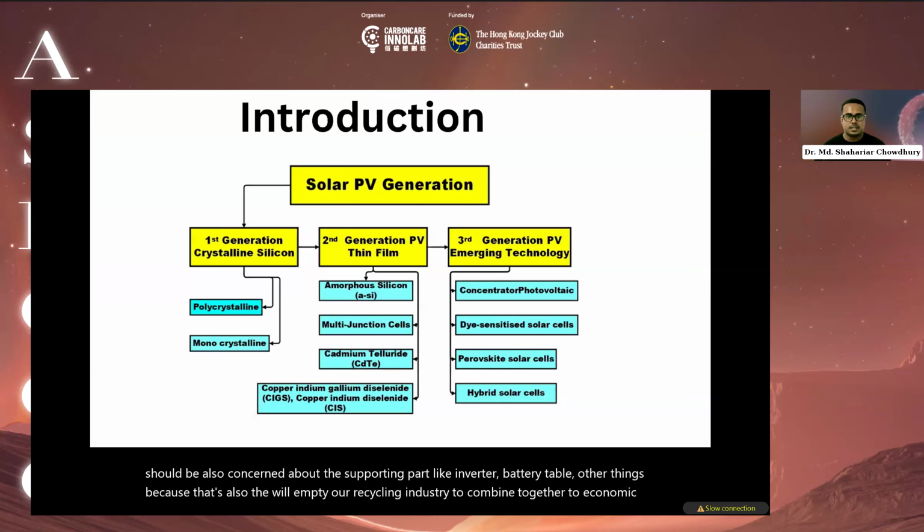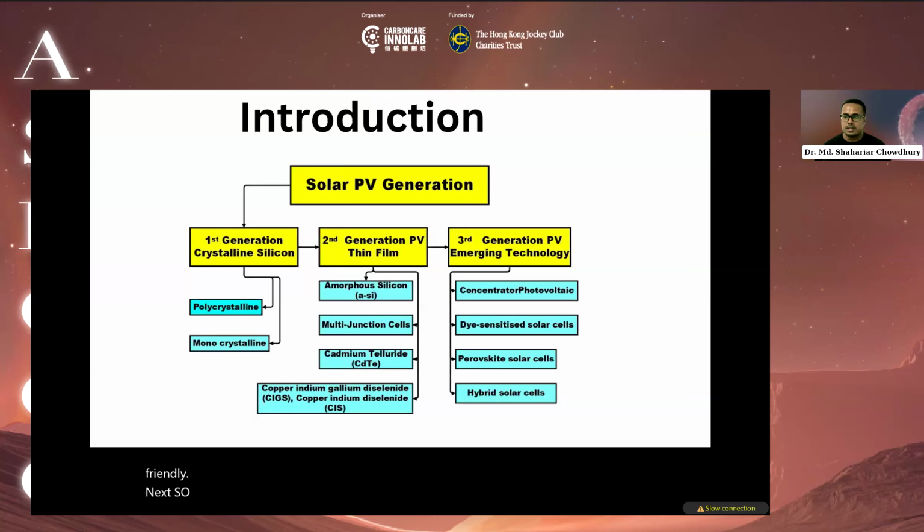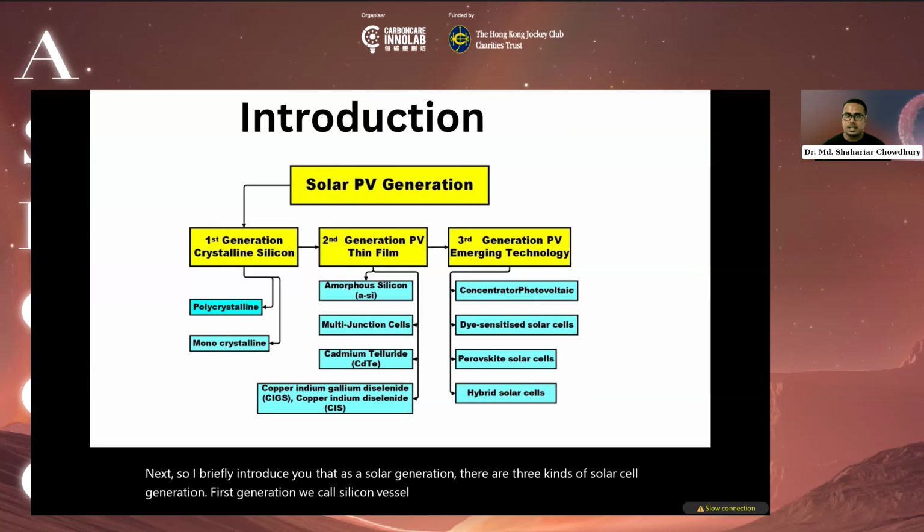Next, I briefly introduce that there are three kinds of solar cell generation. The first generation we call silicon-based solar cells. Second, thin film-based solar cells. And third, emerging technology. So still now, what we can say is that end of life is for silicon-based solar cells, which have a lifetime of 20 to 25 years.